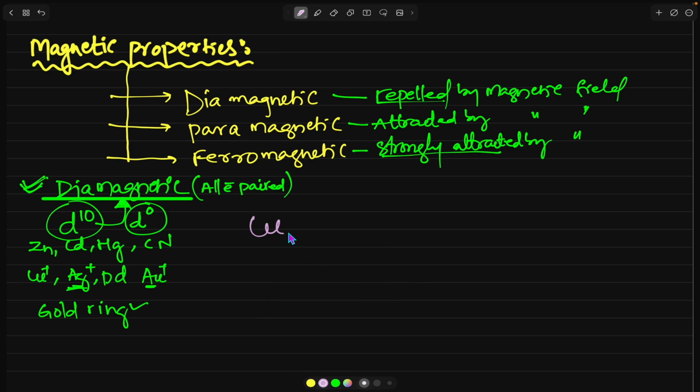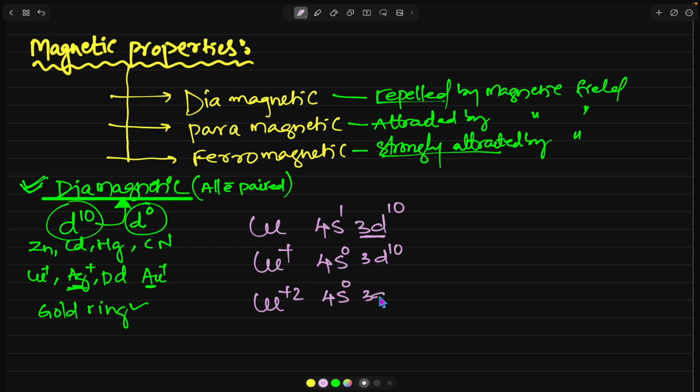Right, I got copper plus 2. So which of the following is diamagnetic? Now you have to write the electronic configuration. Copper electron configuration, we know that 4s1 3d10. So it has d10 configuration, that's why it's diamagnetic. Copper plus 1 is 4s0 3d10, still it's diamagnetic. Whereas copper plus 2 has 3d9 configuration. So it has one unpaired electron, that's why it is not a diamagnetic substance.